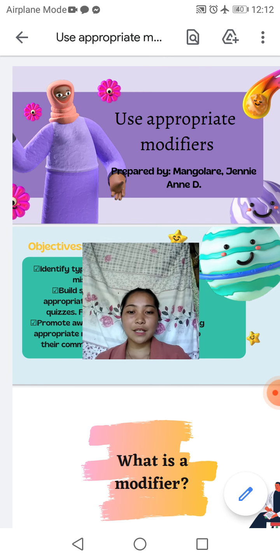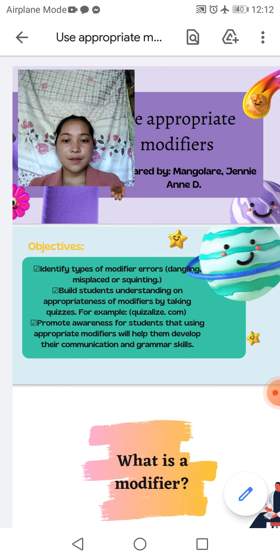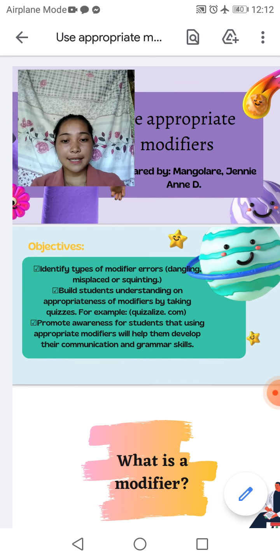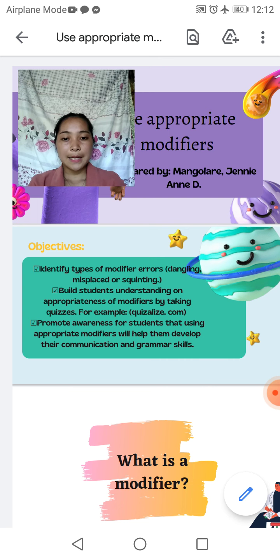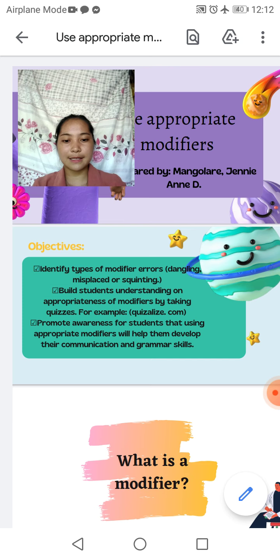So, for today's objectives, you will be aiming to identify types of modifier errors: dangling, misplaced, or squinting. Next, build students' understanding on appropriateness of modifiers by taking quizzes, for example, quizalize.com. Promote awareness for students that using appropriate modifiers will help them develop their communication and grammar skills.